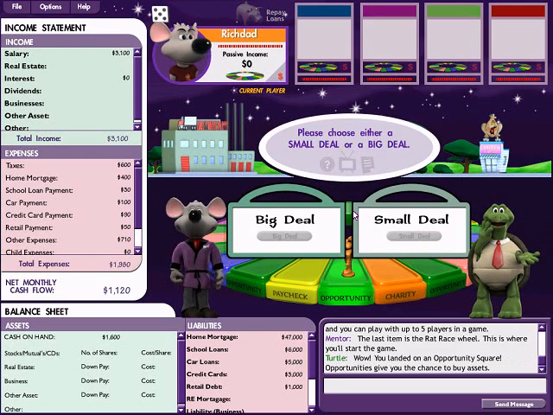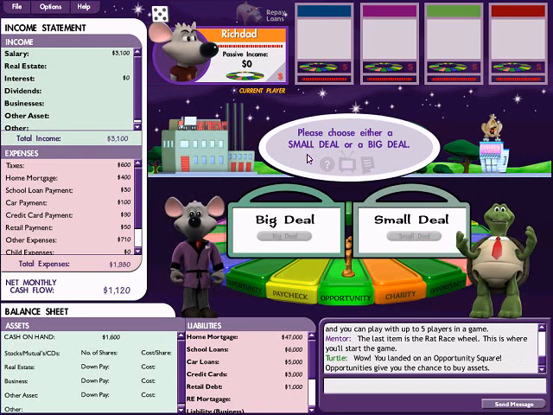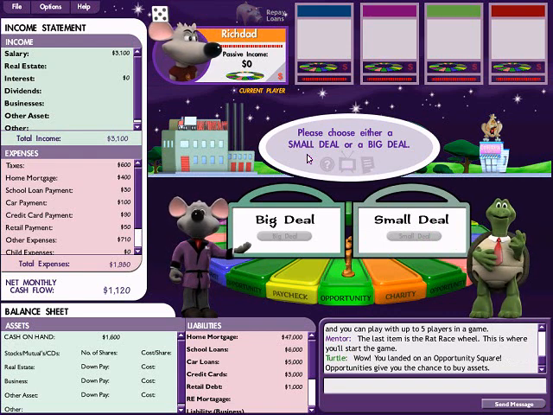Wow, you landed on an opportunity square. Opportunities can allow you to do lots of things, such as buying stock or real estate.